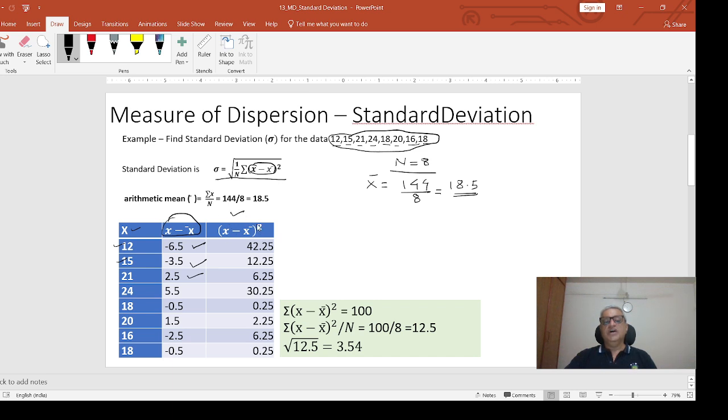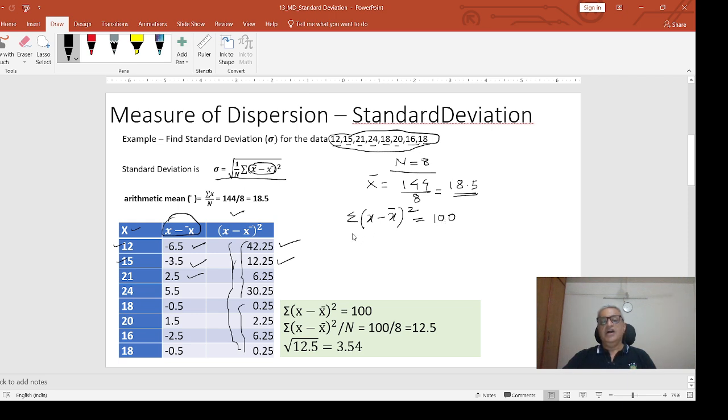Then in the next column I am squaring this column. So minus 6.5 into minus 6.5 is 42.25. Minus 3.5 into minus 3.5 is 12.25, and so on and so forth. So I've populated this column. After that, I am expected to find sigma of (x minus x bar) square. If I total all this, that comes to 100.